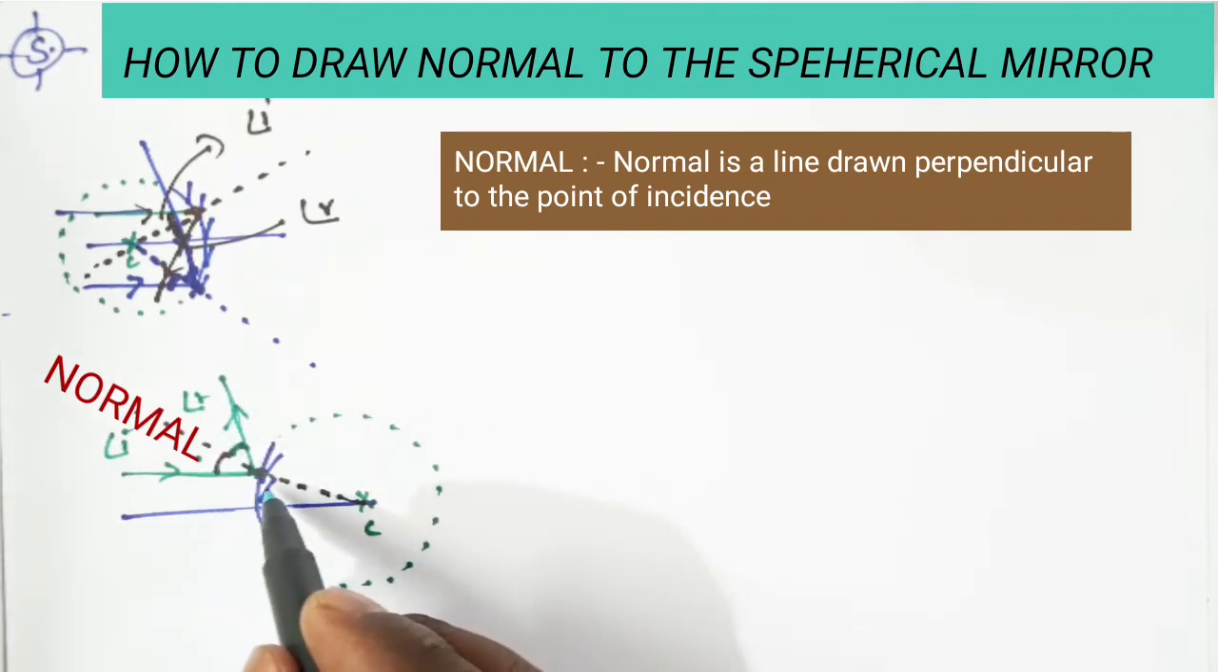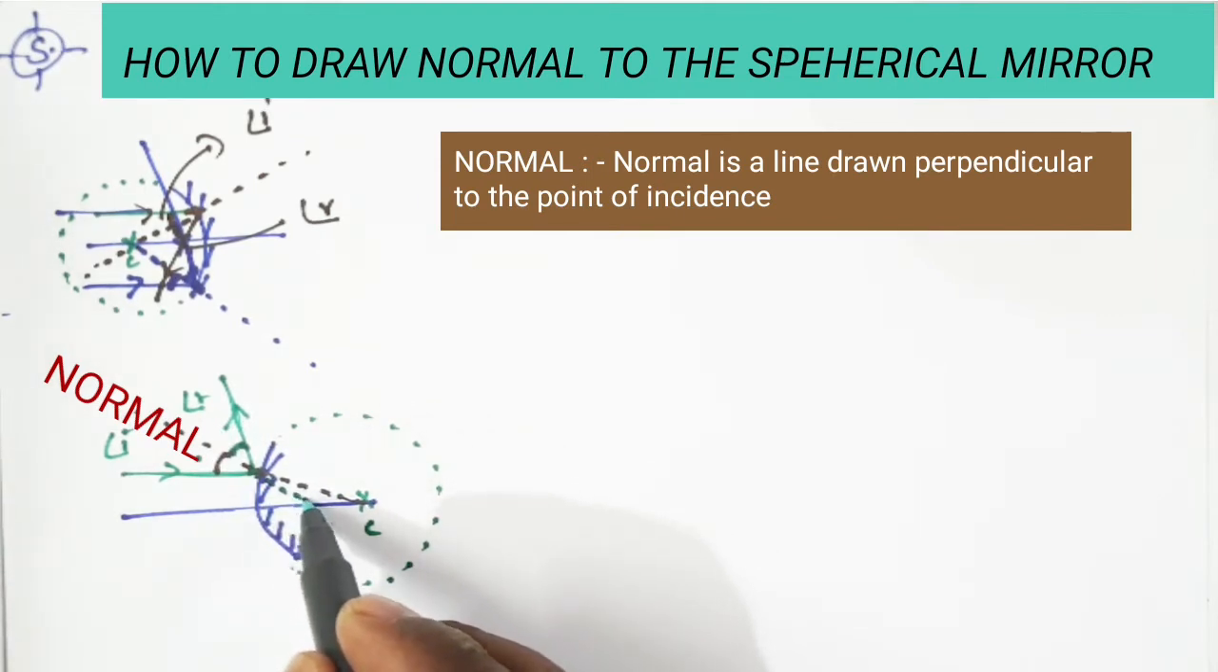These two rays won't meet. Then it can become virtual. Then we feel that it is coming from this point.